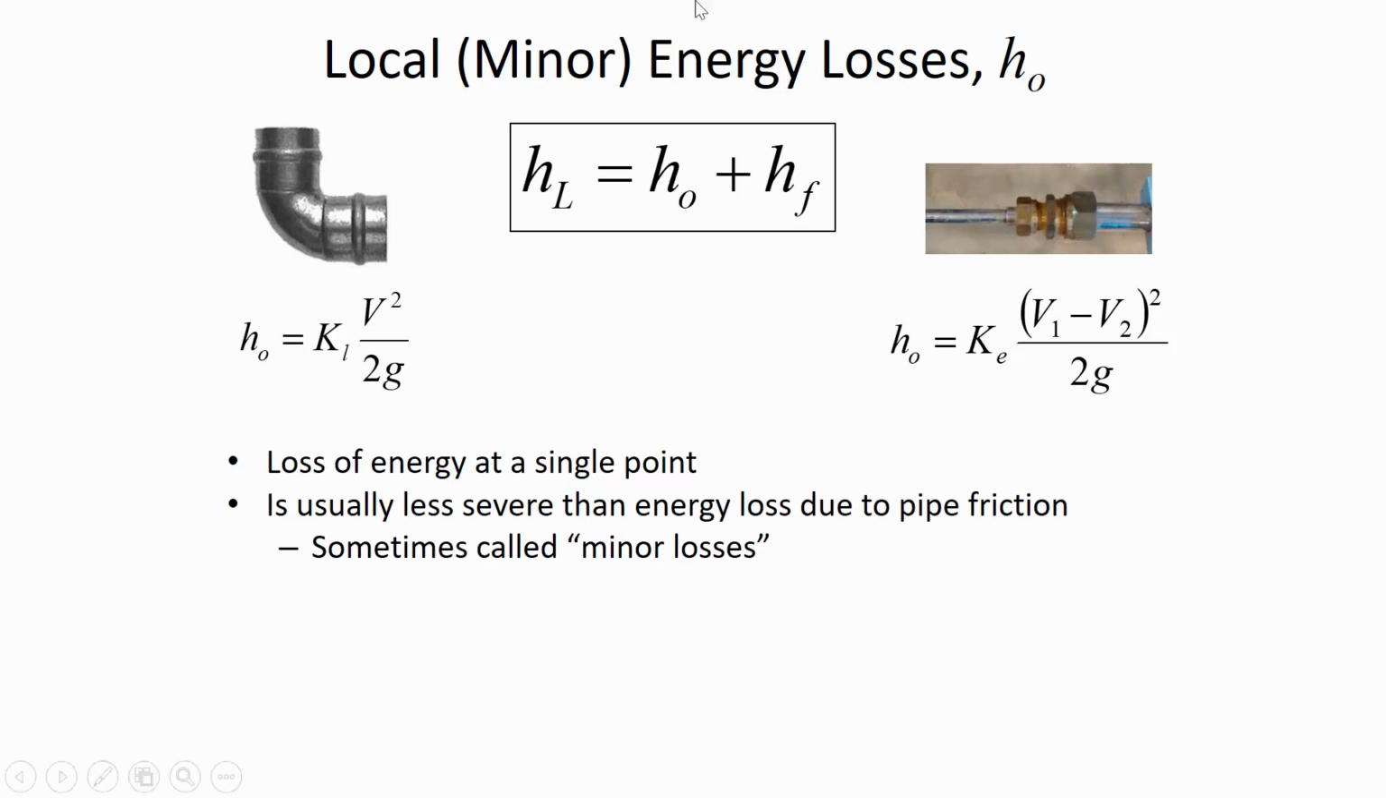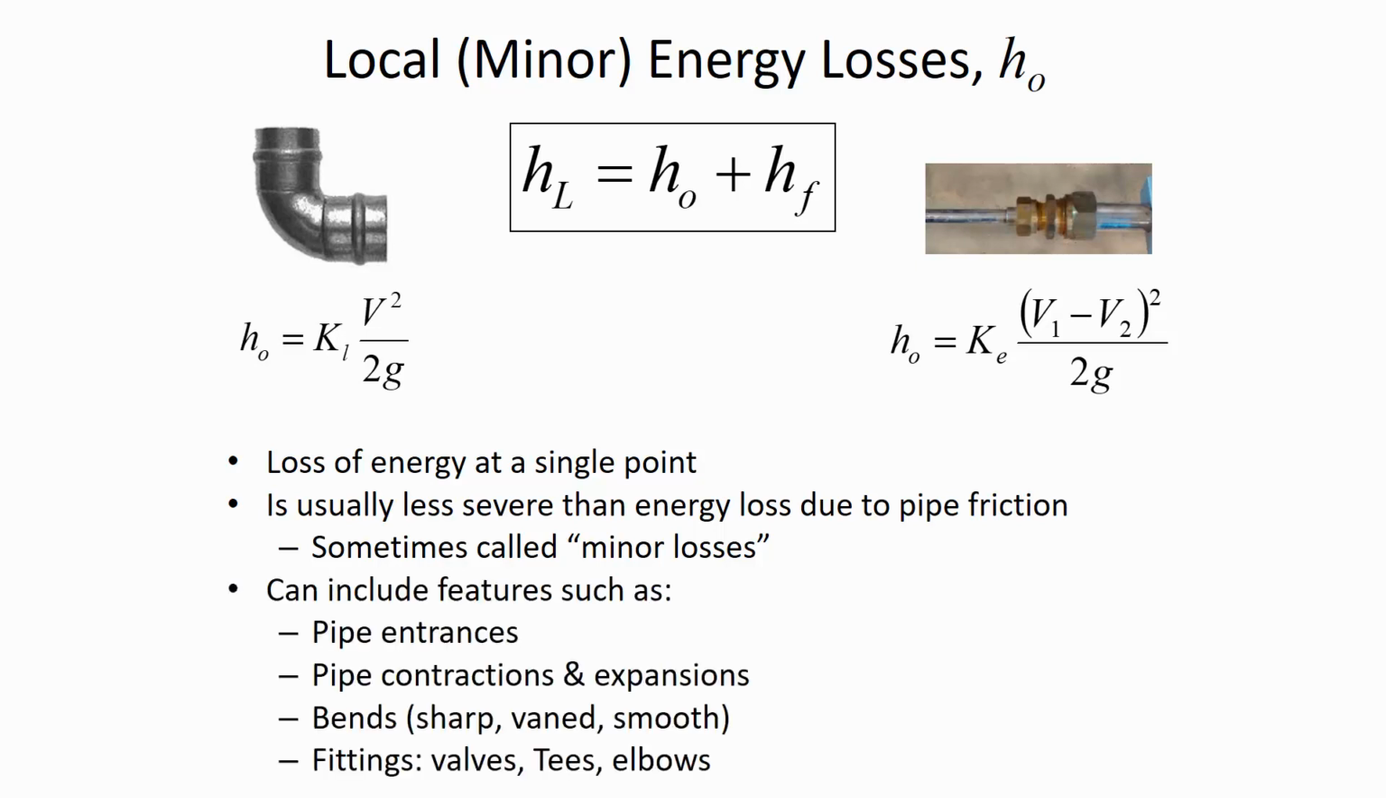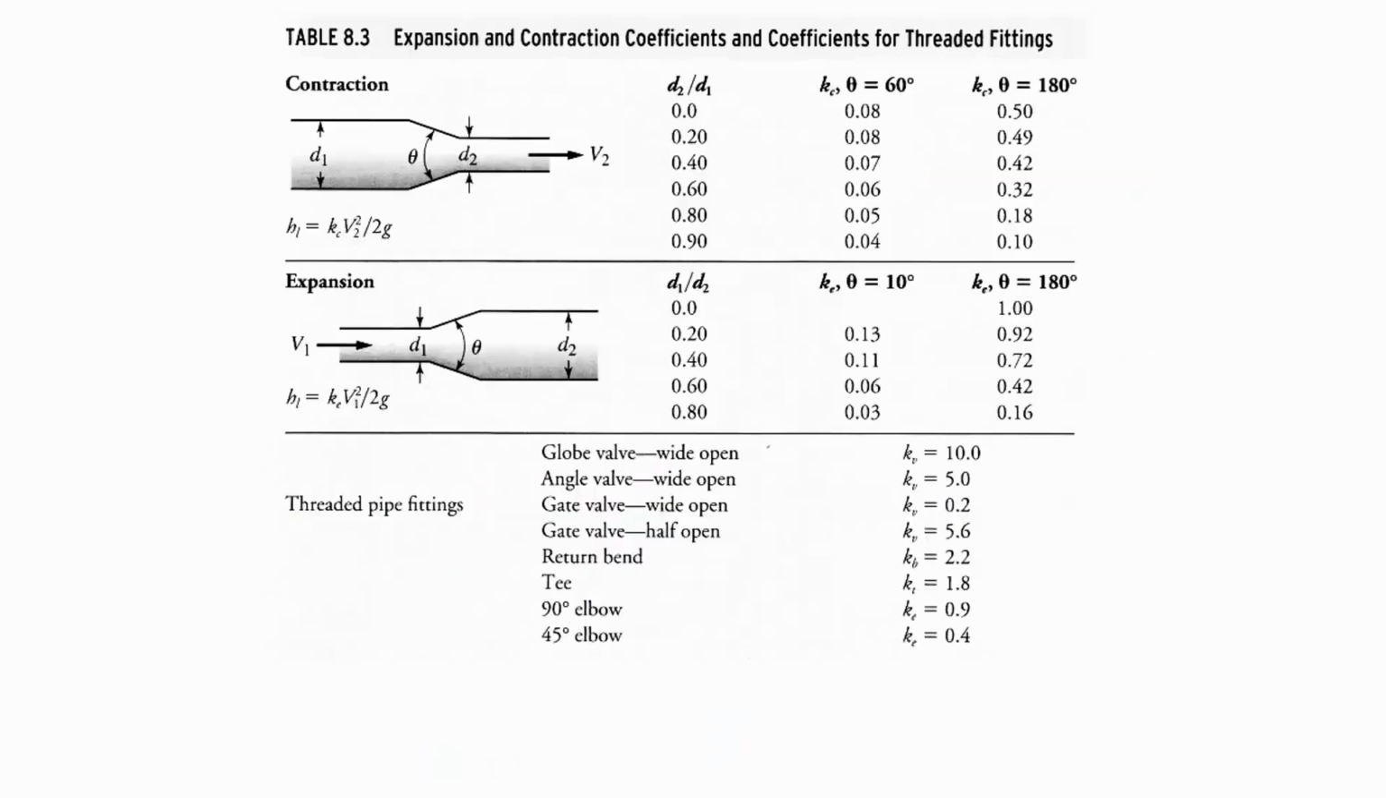So just to summarize, a local loss is energy, instead of being distributed like a friction loss, a local loss is a result of localized flow conditions. And because of the reduced magnitude over the course of a pipe network, probably 90% of the losses are usually due to pipe friction, and less than 10% are typically due to fittings. So that's why we sometimes call those local losses minor. Pipe entrances, contractions, bends, fittings. We're going to look at some cases of each of those categories here.